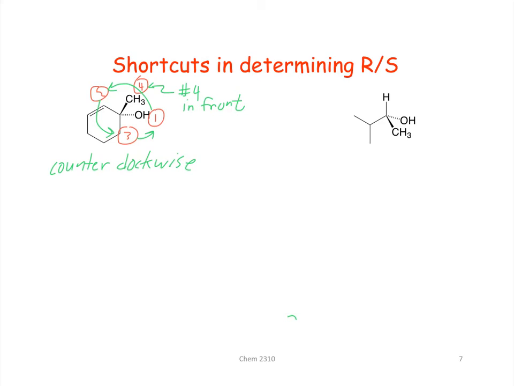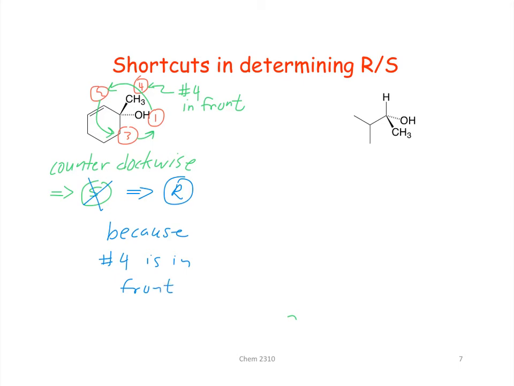So here we would say, okay, we're going counterclockwise. Counterclockwise rotation usually gives us S, but then what we'd say is, no, this is actually R, because number 4 is in front. So we have it arranged exactly backwards, so we get just the backwards result.